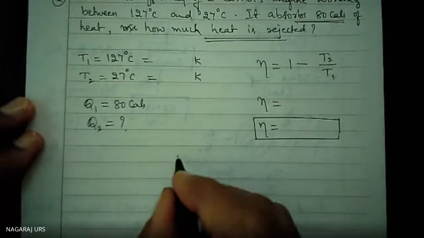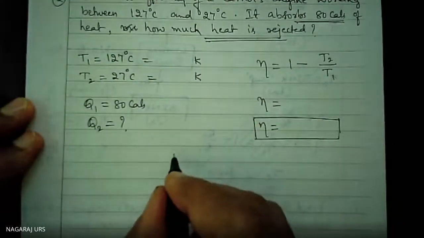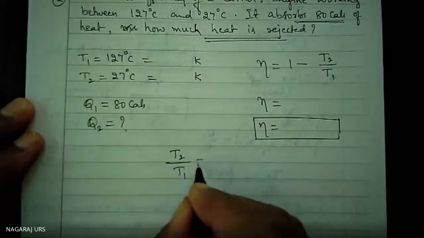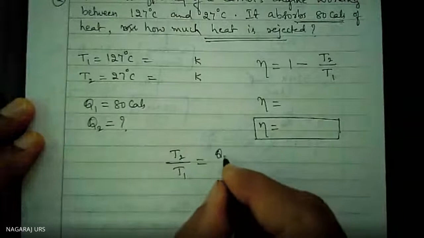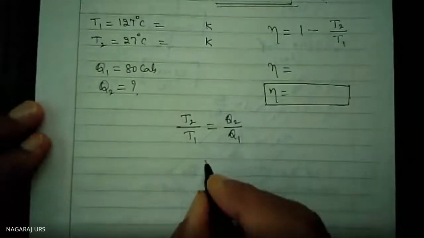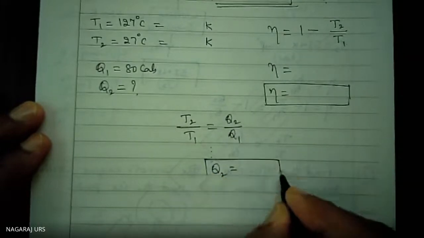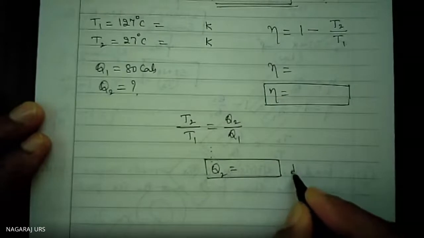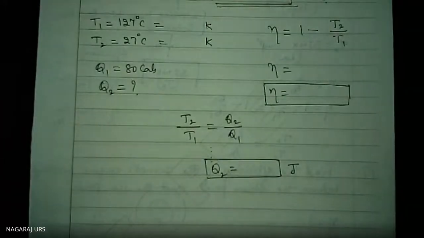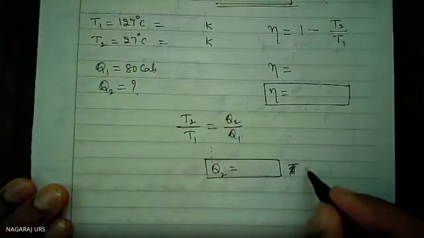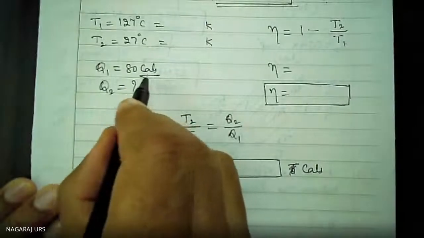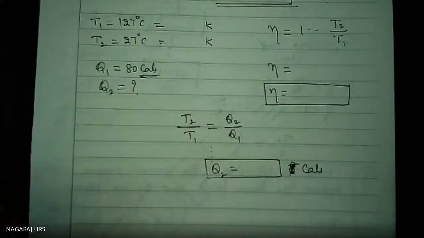Next step. What is that? T2 by T1 is equal to Q2 divided by Q1. So using this one, you calculate what is that value of Q2. This is in terms of calories, therefore you have to write calories only. If you want to convert calories to joules, we can convert.